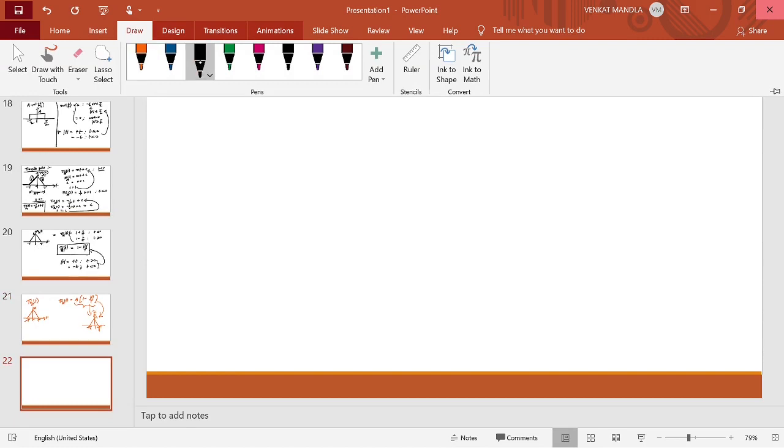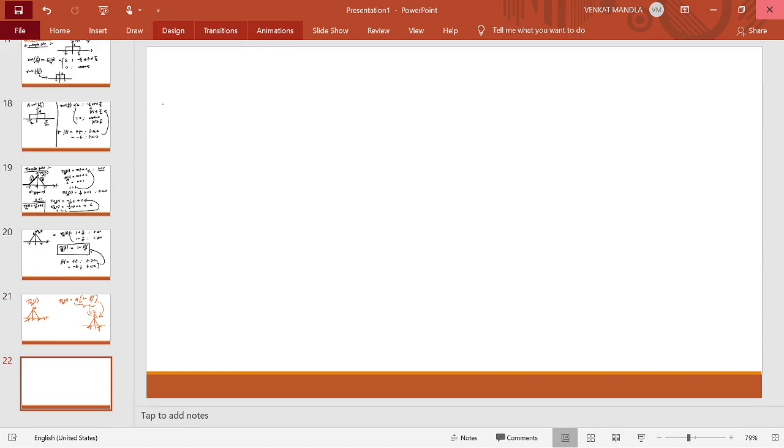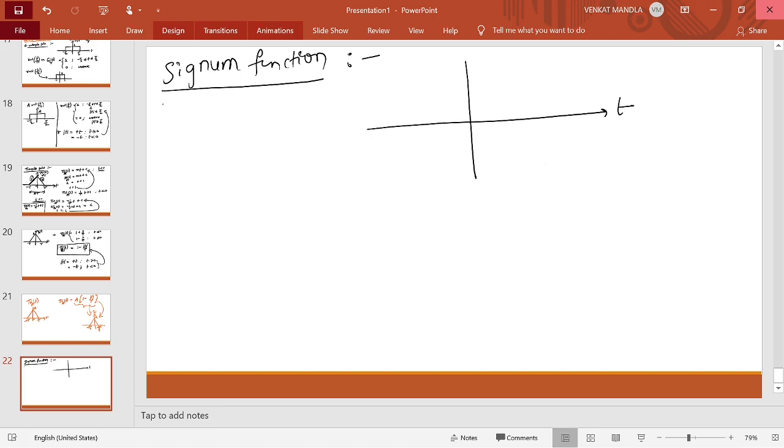Next, one more signal, the signum function. It's also one of the important, useful signals. So I will represent the signal graphically. This is t.